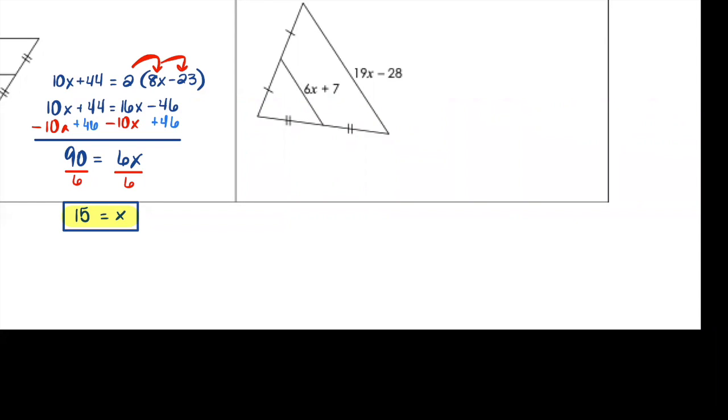We're doing our last one. So we got to do again. We're going to focus on multiplying our mid-segment by 2.